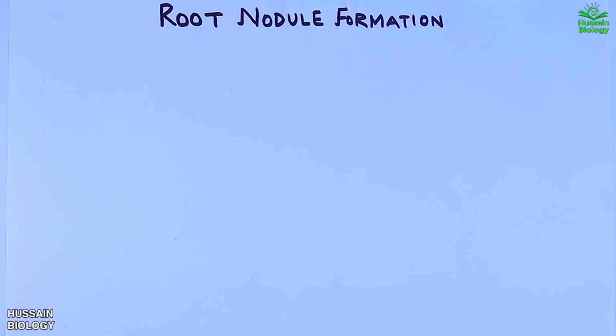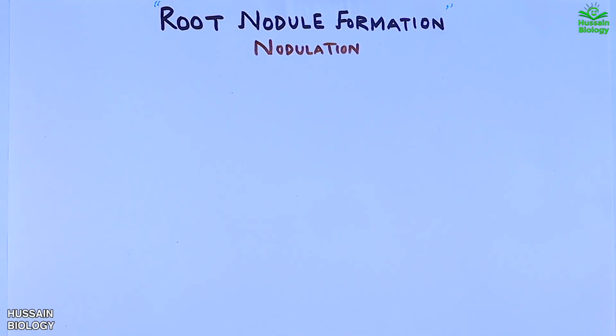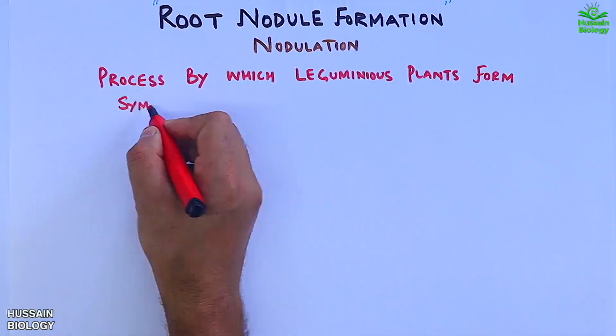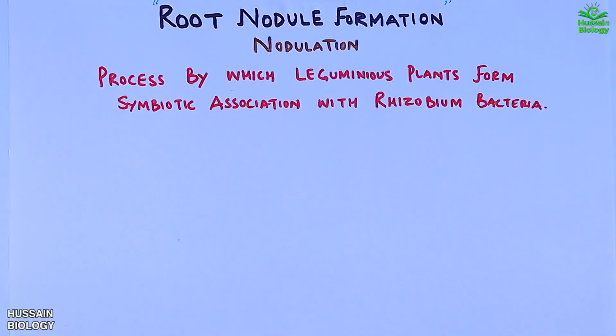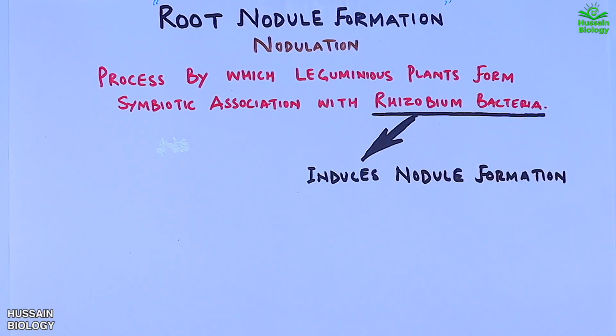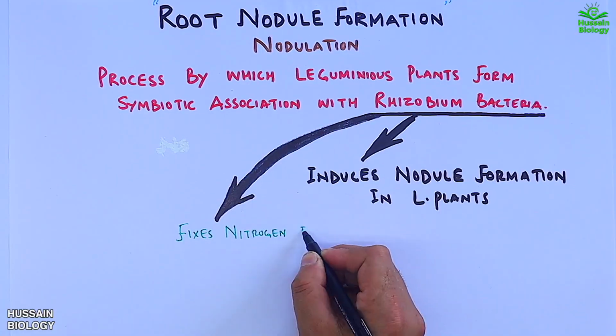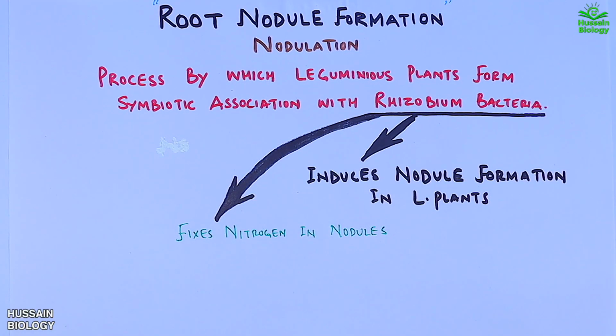This video is about the root nodule formation, what we call nodulation. It's a process by which leguminous plants form symbiotic association with Rhizobium bacteria. We see in this association the bacteria induces nodule formation in leguminous plants, wherein this bacteria fixes nitrogen for plants and in turn gets supply of carbohydrates and other nutrients from plants.